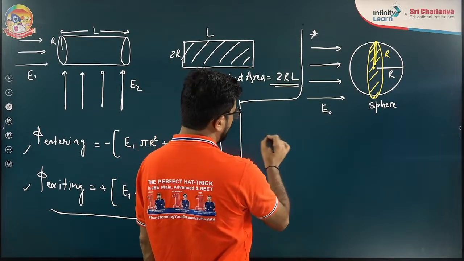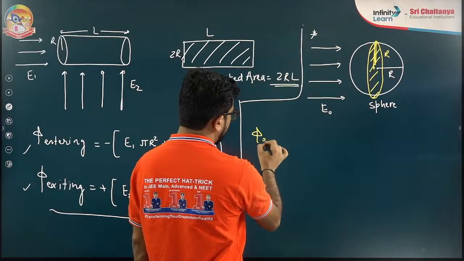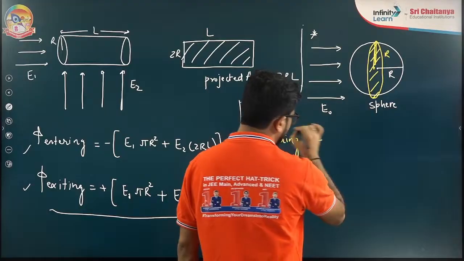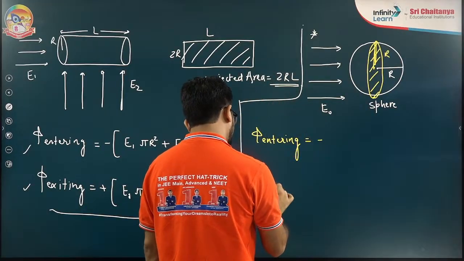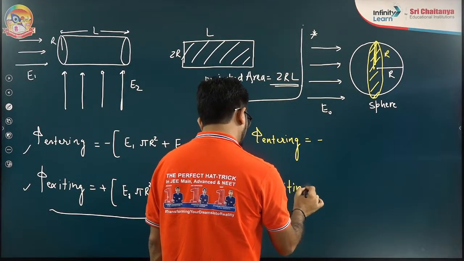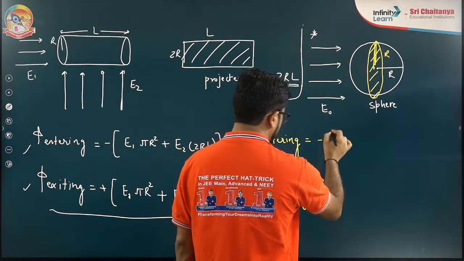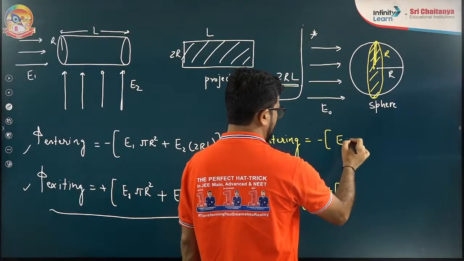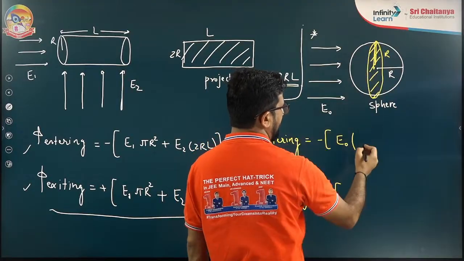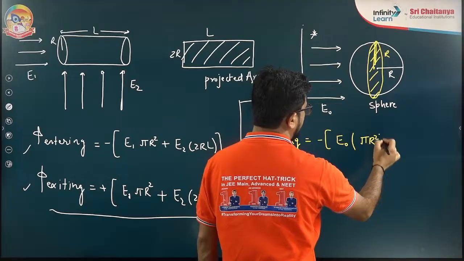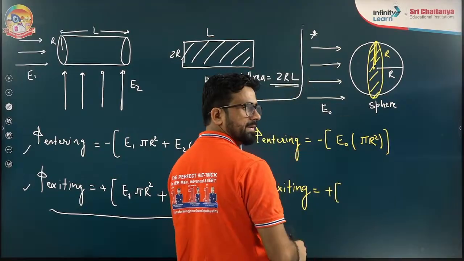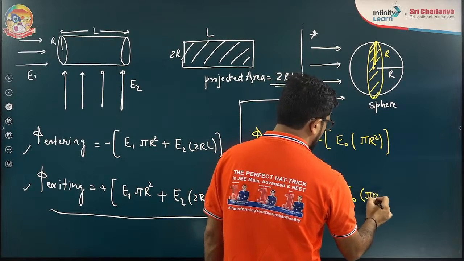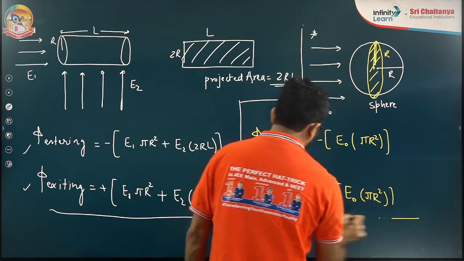So you will say from here that the flux entering is equal to minus sign again, and similarly the flux exiting is equal to plus sign. That you have to put. Very basic thing. First you have to write it. What is the field? That is equal to E naught into the projected area, pi r square. Very simple, this is the answer. Similarly here also, this is E naught into the projected area pi r square. You can put it, you will get the answer.